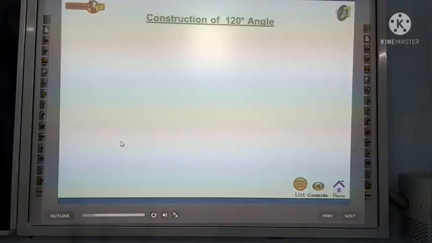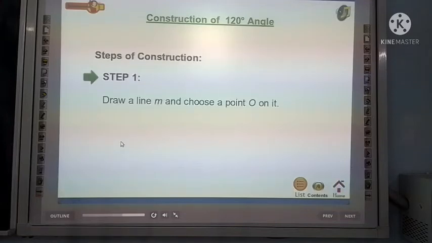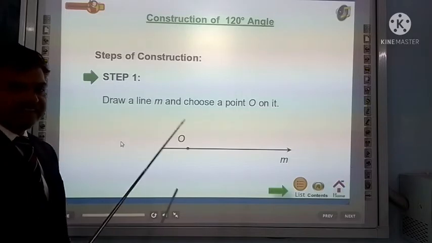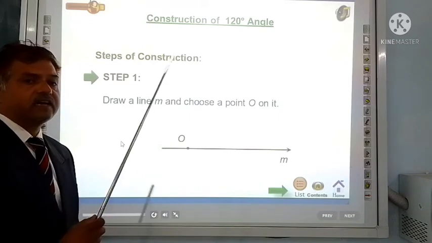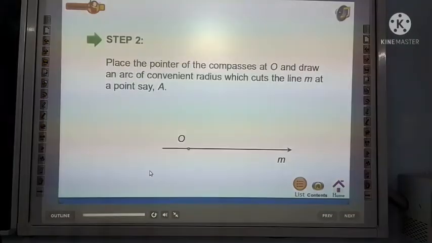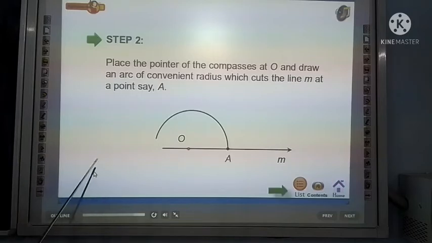Now, we will construct an angle of 120 degrees. Step 1. Draw a line N and choose a point O on it. Like the 60 degree angle, if we double cut the arc, that will be 120 degrees. Like this. Step 2. Place the pointer of the compasses at O and draw an arc of convenient radius which cuts the line N at a point, say A.